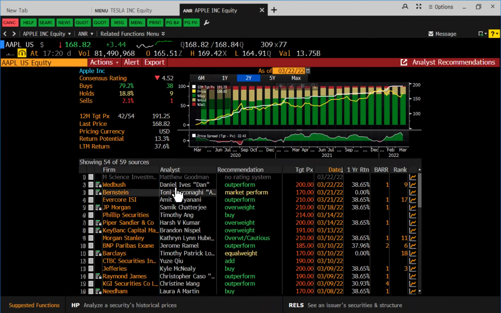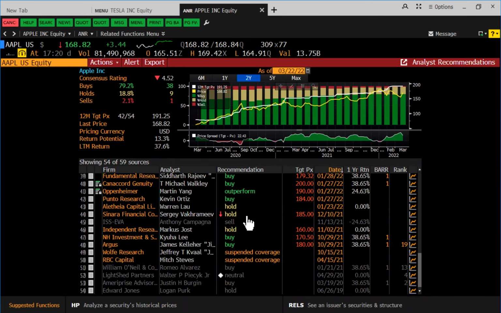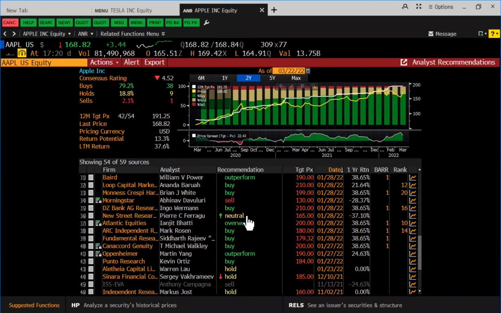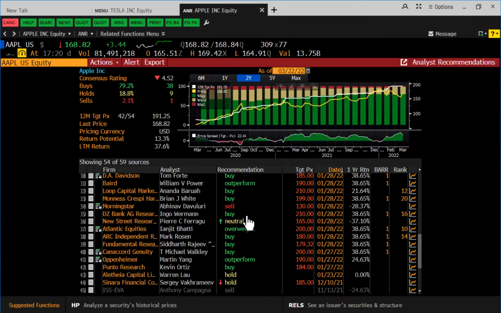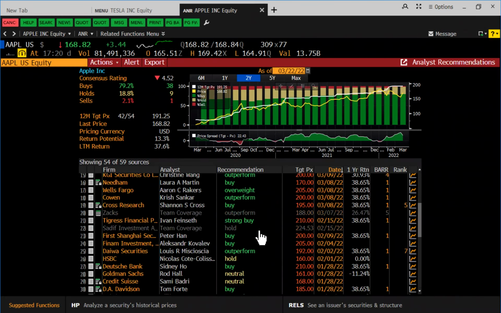You're going to see each of the analysts' names, their firm, and also their recommendation. Each of these analysts has their own model, even though they are looking at the same firm, but they will produce a different recommendation and a different target price according to their own insight.